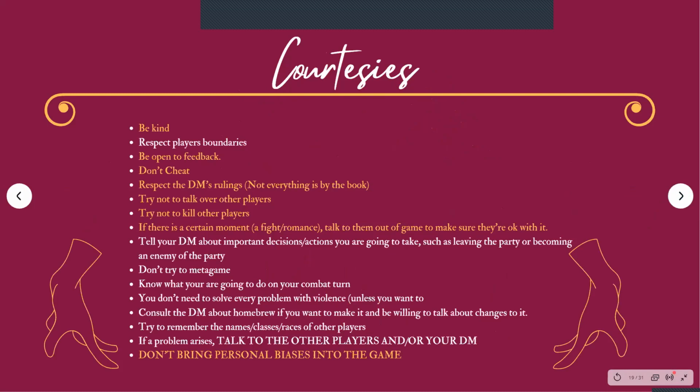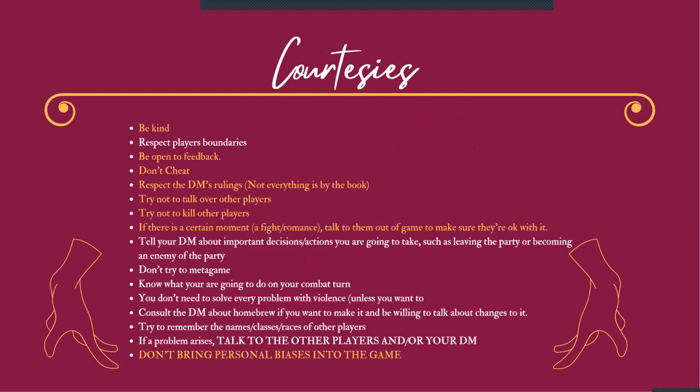Okay, so courtesies. There are some common things to keep in mind while you play. First things first, be kind, be nice. Even if you're playing a more evil, mean character, make sure that you're not going to act like that character outside of role play. You're going to want to respect players' boundaries. You're going to want to be open to feedback. Don't cheat, pretty simple. And respect the DM's ruling.